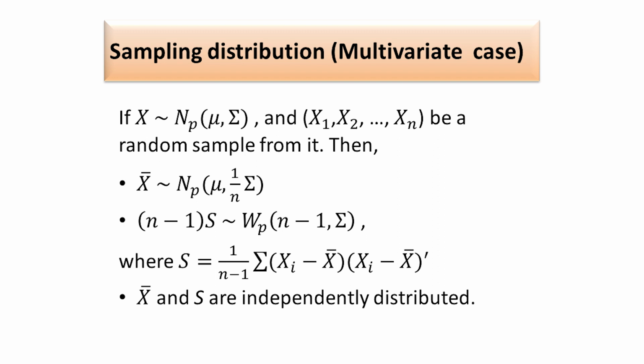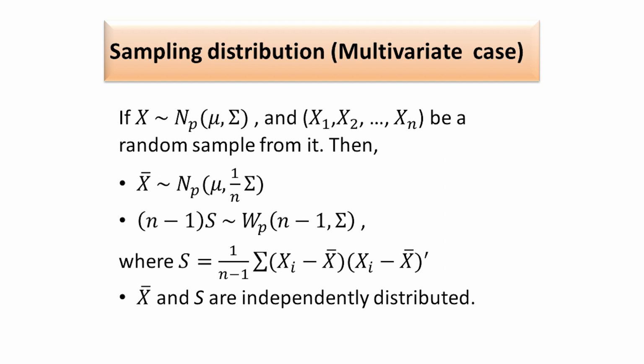The sample mean can be denoted by x bar, and we know that the sample mean will also have a p-variate normal distribution. The mean will be mu, but the dispersion matrix is sigma by n. The sample dispersion matrix, which we generally denote by S, is given by 1 by n minus 1, summation xi minus x bar, xi minus x bar prime or transpose. This S is an unbiased estimator of sigma, as we'll see later.